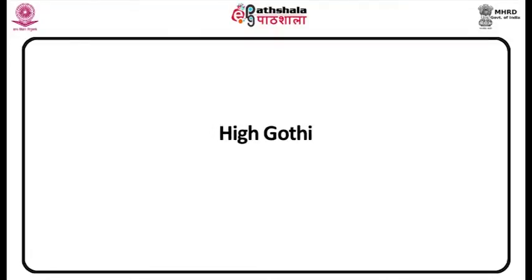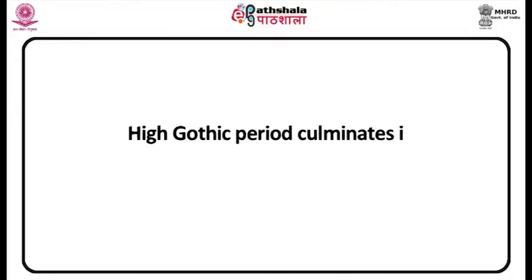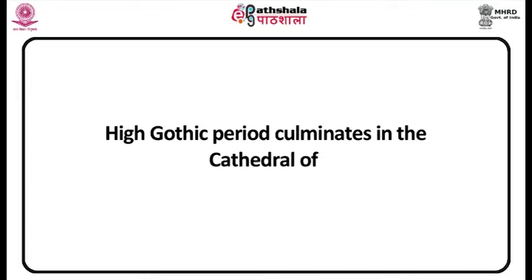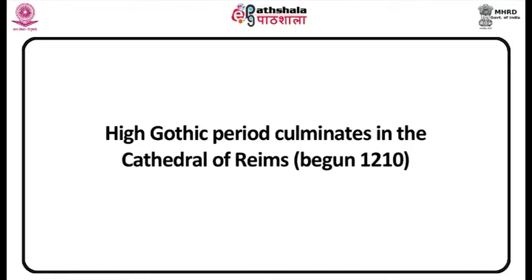The High Gothic period inaugurated at Chartres culminates in the Cathedral of Reims, begun 1210. Rather cold and overpowering in its perfectly balanced proportions, Reims represents the classical movement of serenity and repose in the evolution of Gothic cathedrals. Barred tracery, that characteristic feature of later Gothic architecture, was an invention of the first architect of Reims.